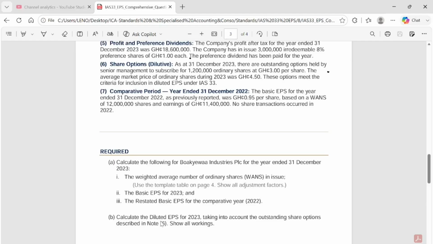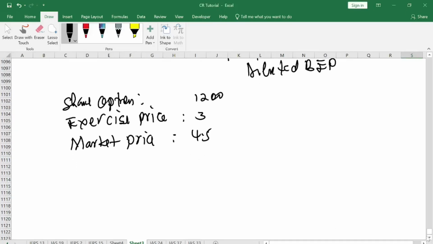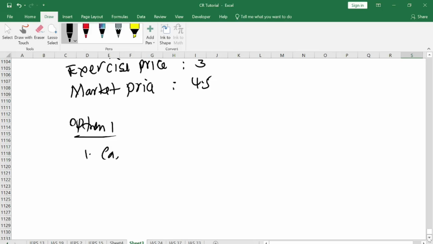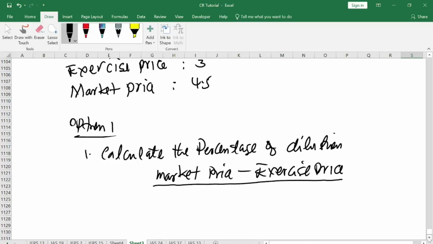Alright, so this is what they gave us in order to determine whether there's dilution after the share option. So what do we do? Now we have two methods in determining this. So the first method, that's option one. Option one, step one: calculate the percentage of dilution. Percentage of dilution is market price minus exercise price, all over market price, times 100.